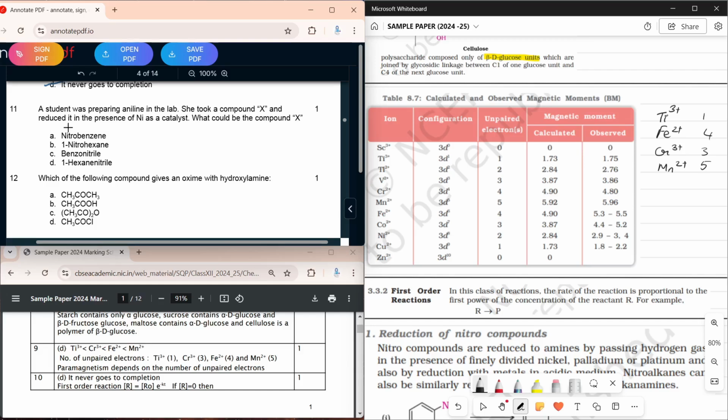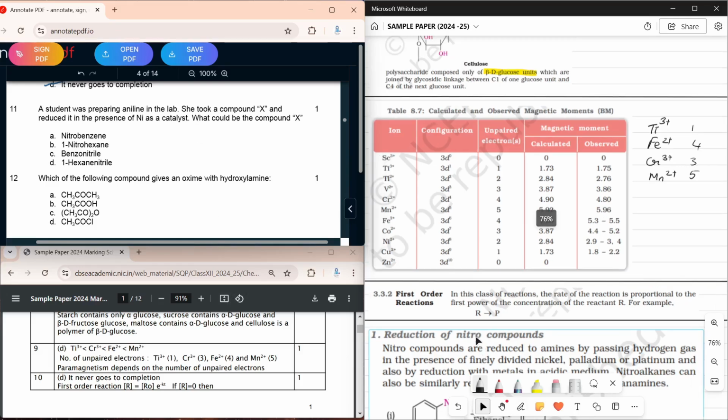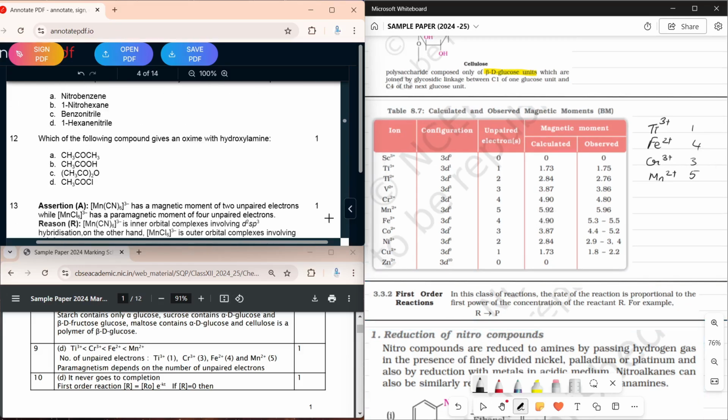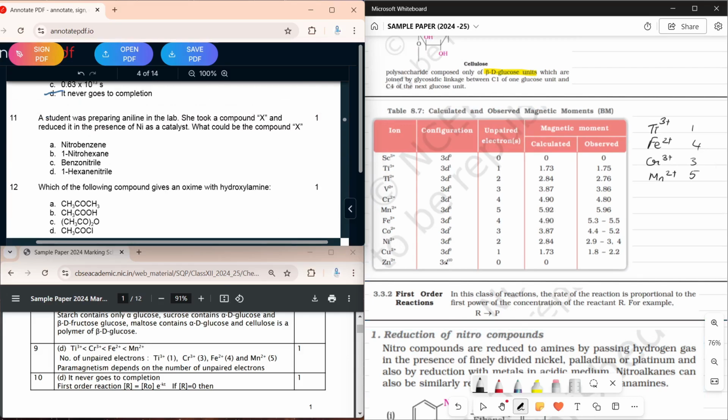Next question. A student was preparing aniline in the lab. She took a compound X and reduced it in the presence of nickel as a catalyst. What would be the compound X? Basically, what we're talking about is a reduction reaction, right? Reduction reaction to form aniline. So what will undergo reduction to give us aniline? If you said nitrobenzene, you are right.